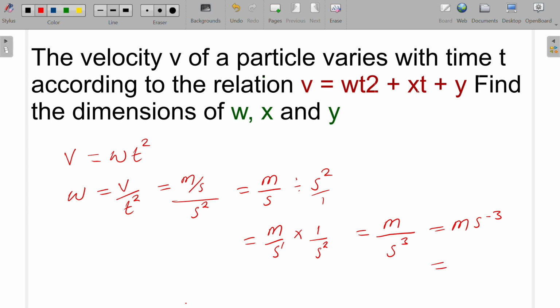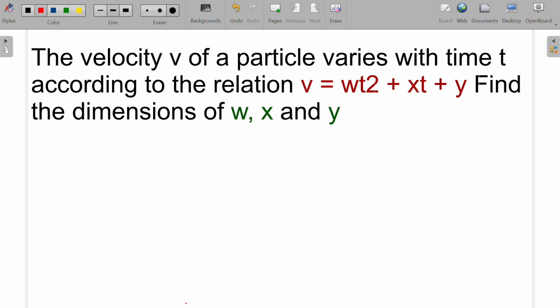Now, taking the dimensions for that, m is meters and it's basically length. Length has the dimension of L, and s is time, so it has a dimension of capital T, and this is given to the power of minus 3. So these are the dimensions that we have for W. And this is our final answer for that. The dimensions we have for W are L, T to minus 3. All right, so let's do the second one.